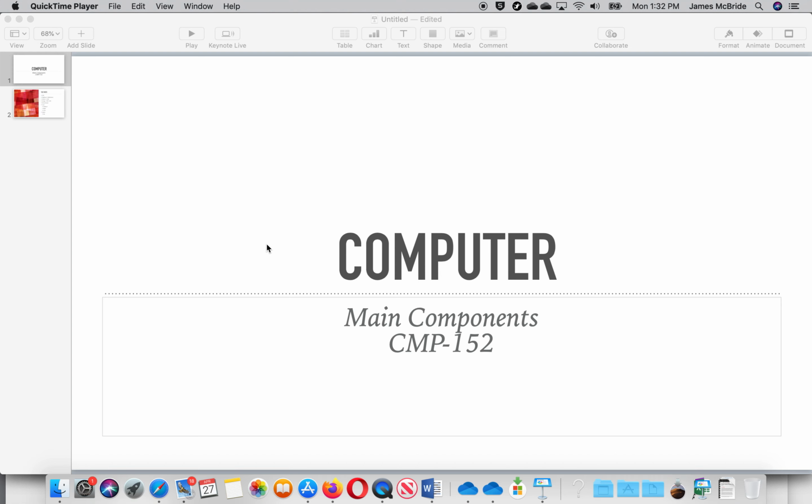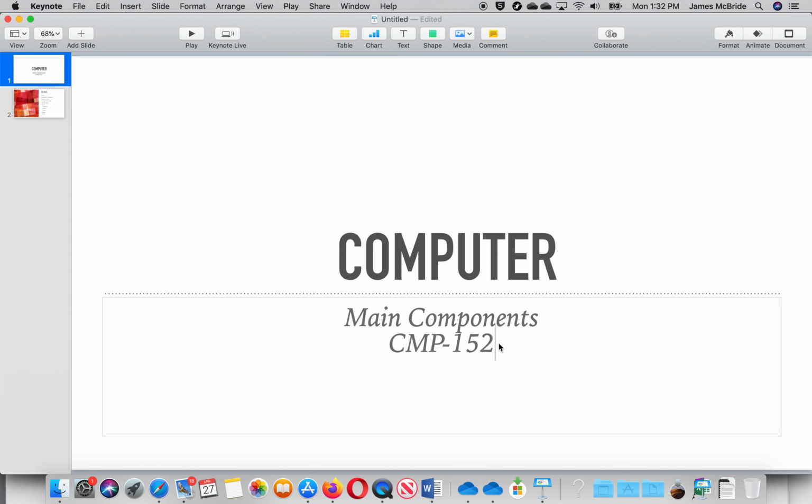All right, in this little presentation, we're going to take a look at the main components of a computer. Now, I have listed here CMP 152, and the reason I do is because in that class, that's where we actually put a computer together and we take a computer apart. We also work with a Raspberry Pi, which is a mini one-board computer, just an amazing little thing. Usually students will make a retro gamer out of it, something like that.